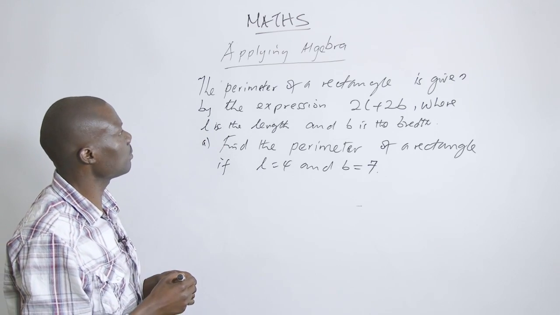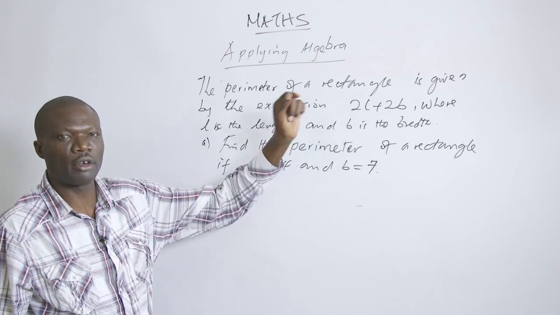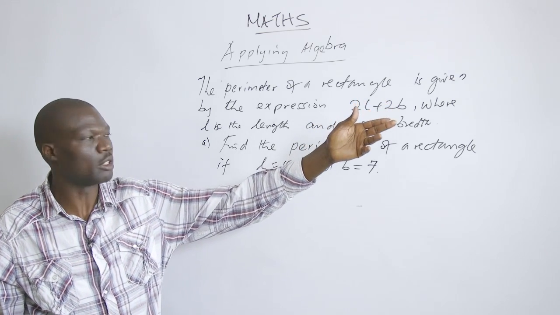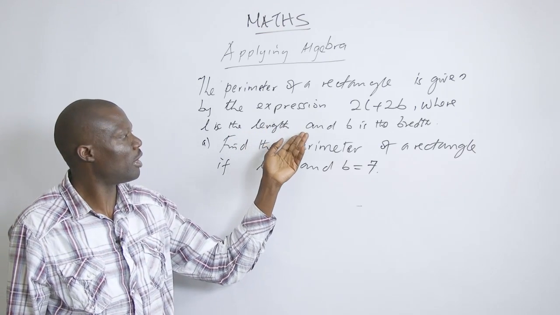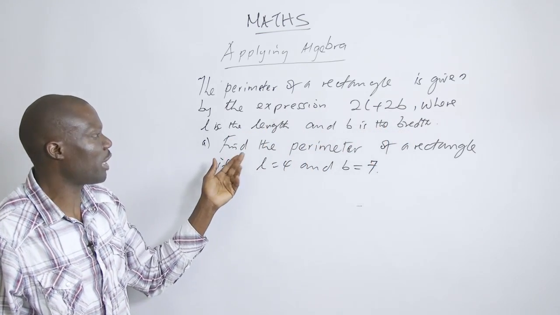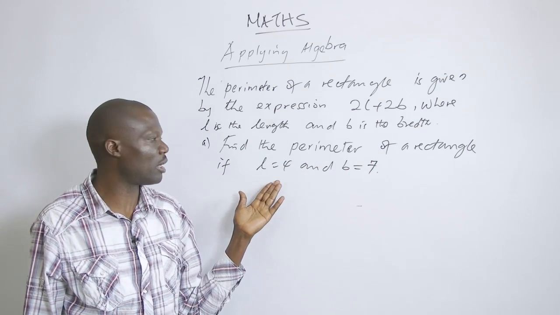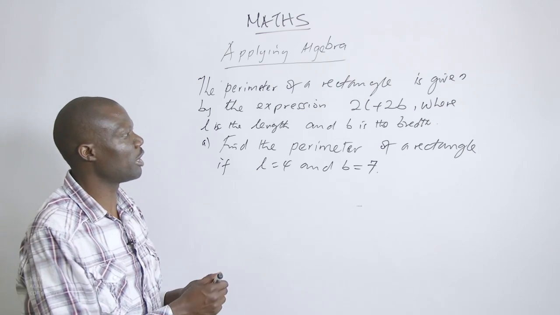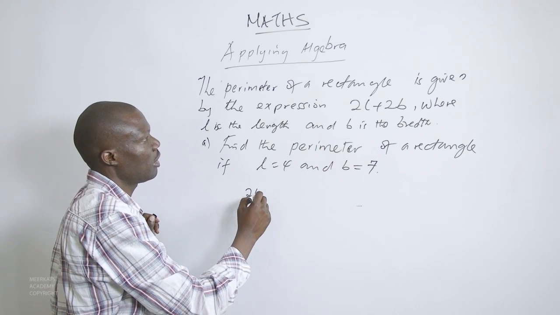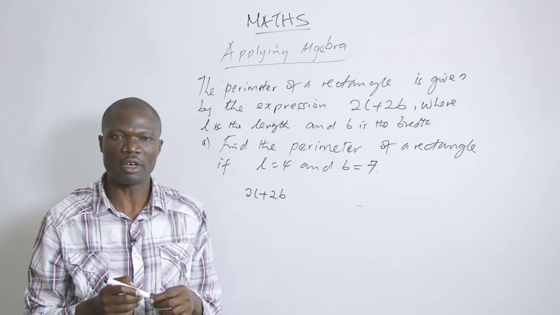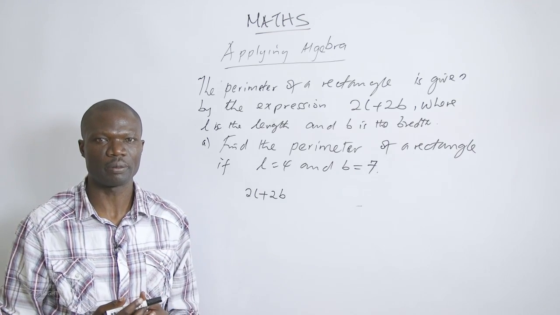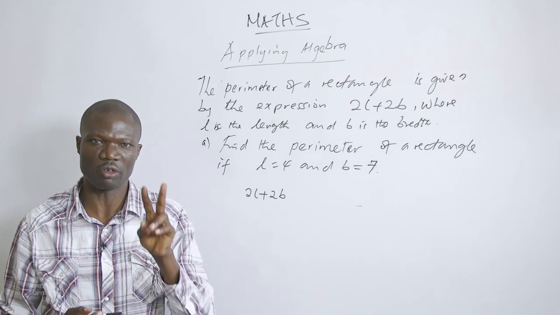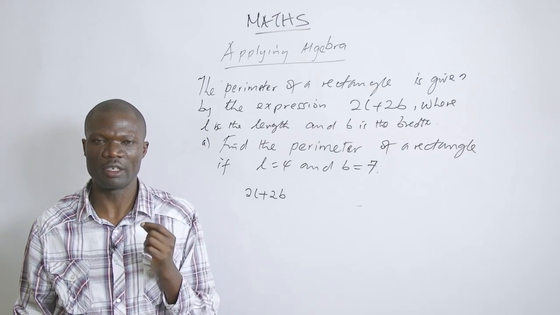So here, the perimeter of a rectangle is given by the expression 2L plus 2B, where L is the length and B is the breadth. Find the perimeter of the rectangle if L is 4 and B is 7. So first, from the expression that we have, that is 2L plus 2B, we need to identify what pronumerals we have here. The pronumerals here are L, and the other pronumeral is B. So we have two pronumerals, that is L and B.